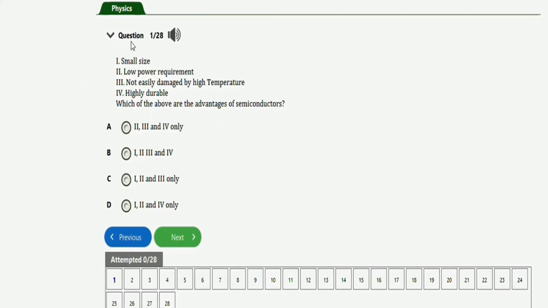We have small size, no power requirements, not easily damaged by high temperature, highly durable. So the right option to this question will be the one that has all of them, which is option B. Basically all the lists we have here are correct, so option B is the right one, I, II, III and IV.